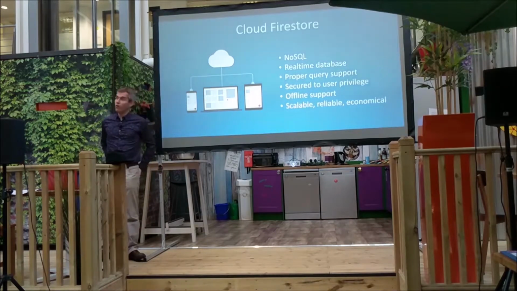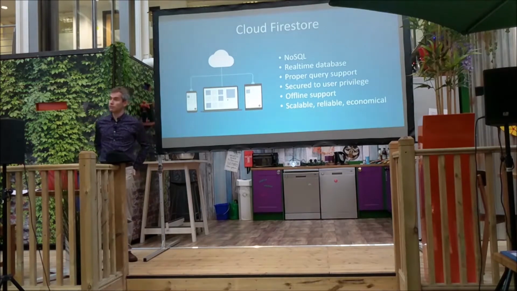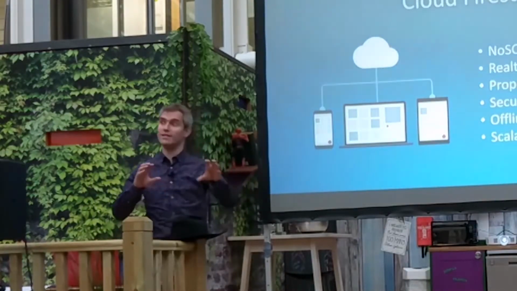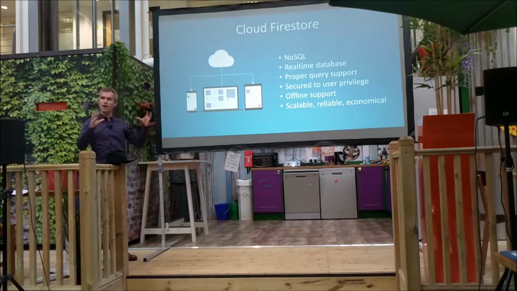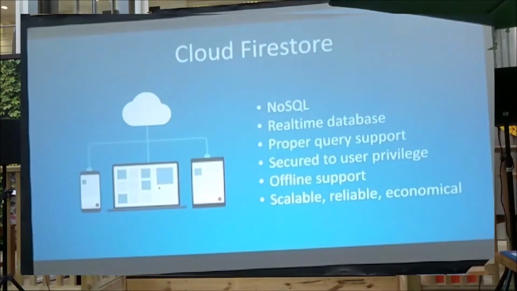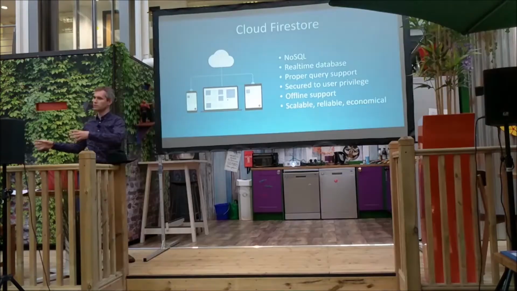It is, and this is where auth comes in, secured to the user's privilege. So the database comes with built-in rules that allow you to configure who is allowed access to certain parts. You can build documents within the database, which is what they call them, that are only accessible to the user that created them. You can build documents that are readable to some users and writable to others, and you can build your own security rules in a sort of JavaScript type language.